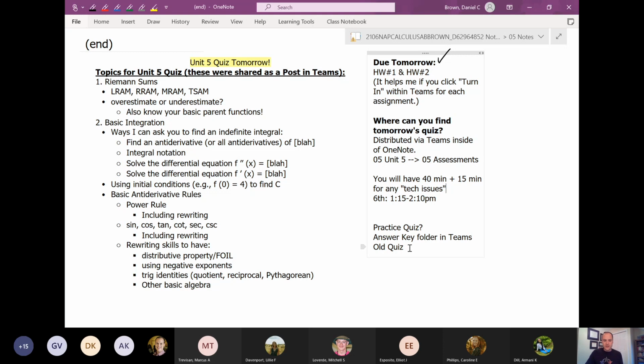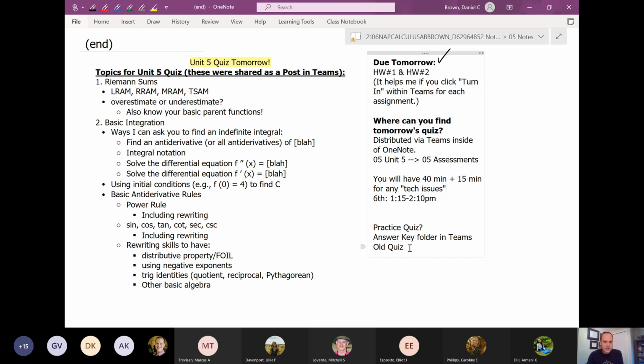It looks like a lot, but again, it's really just homeworks number 1 and 2. For Riemann sums, you need to know how to find the 4 Riemann sums that we have. And then also know how to determine whether you have an over or an underestimate. Either I'll tell you, hey, this graph is concave up and increasing, or you have your knowledge of your parent functions and know what that graph should look like.